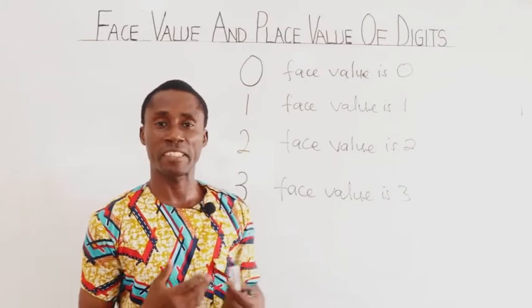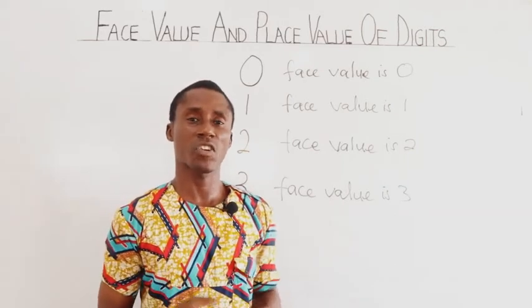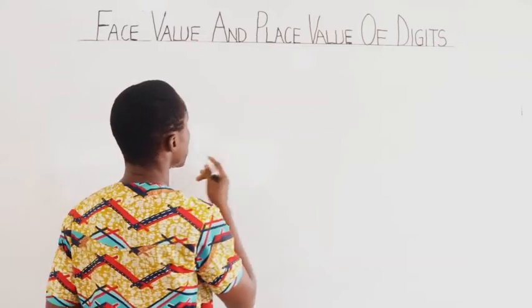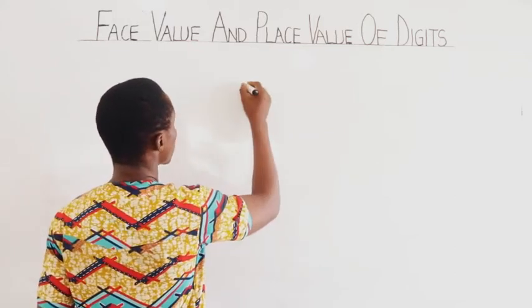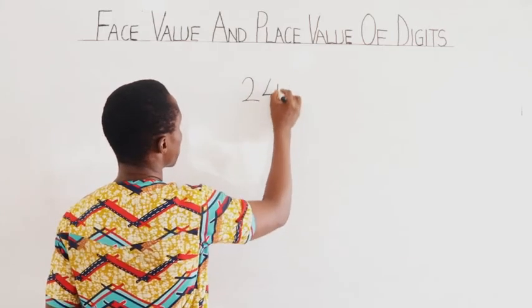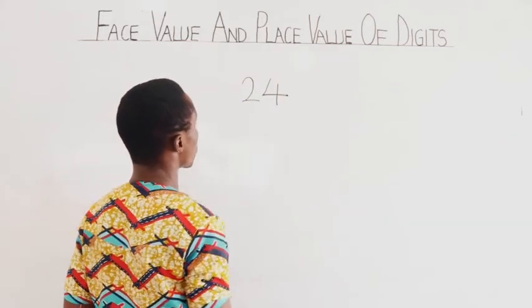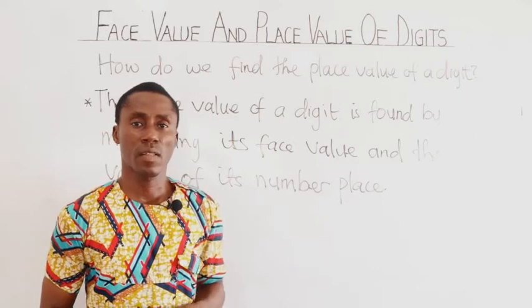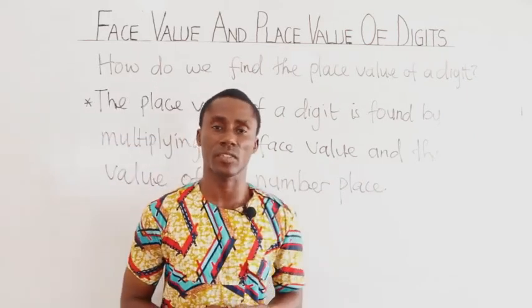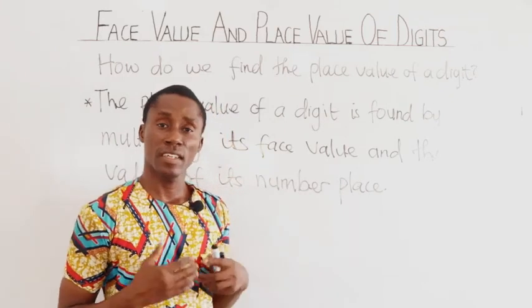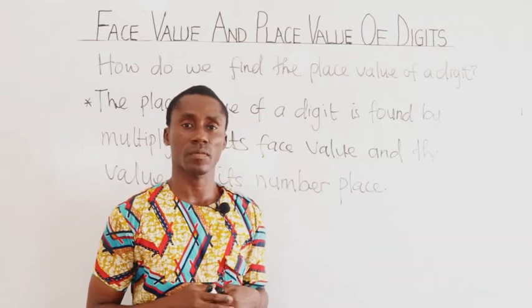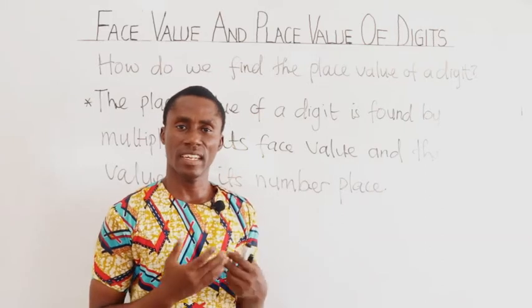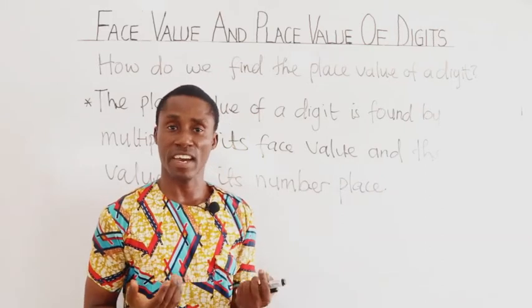Now let's look at examples where we have more than one digit standing together. So find the face value of each digit in the number 24. We can find the place value of a digit by multiplying the face value of the digit with the value of its number place. Let's see what we mean by that.